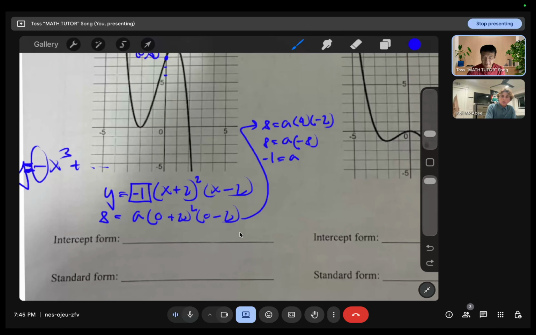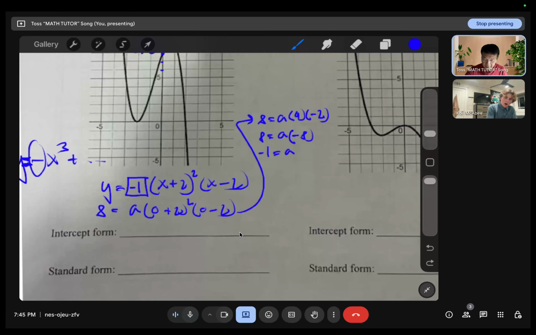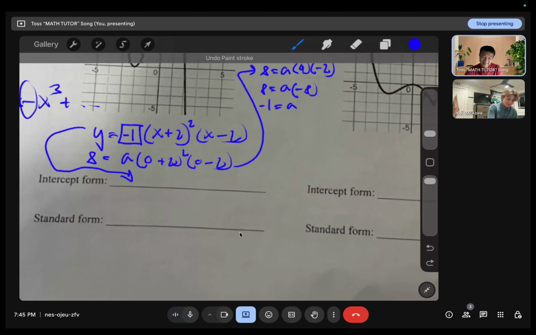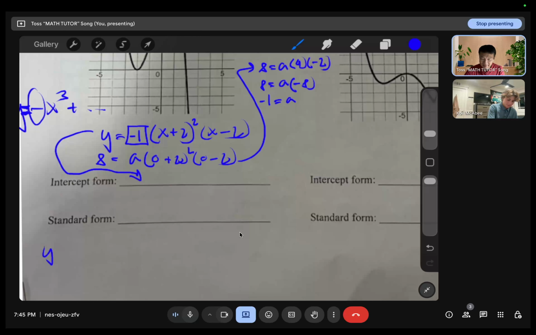So that's it. So intercept form is right here. Oh man, I don't like the standard form. You're going to expend a lot of energy. So anyway, your intercept form is right here. You can copy all that here. But if you do standard form, you have to FOIL this whole thing. You want to see it? If you were to write it in standard form, it'll look like this. So negative 1, you don't have to write the 1, but you have to write the negative. So you have to do this whole thing.